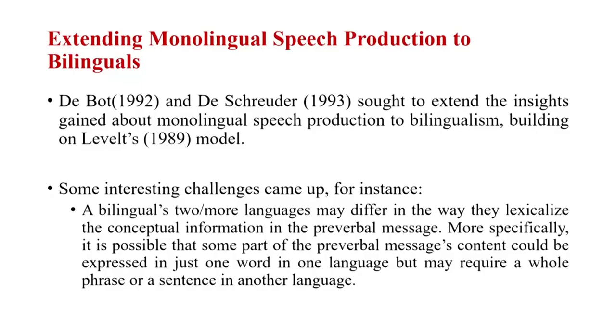So basically the problems in multilingual or bilingual speech production would actually compound the set of processes that we have seen in monolingual speech production. And there are these interesting aspects where there will be more candidates available for selection and so on, which people have talked about when they started to think about bilingual or multilingual speech production. One of the first set of people that started looking at bilingual speech production, basically extending Levelt's work, were De Bot and Schreuder, who wanted to extend the insights gained about monolingual speech production from Levelt's model to interesting cases in bilingual or multilingual speech production.